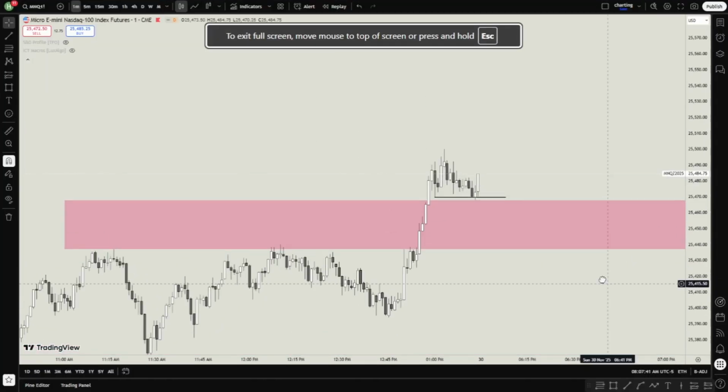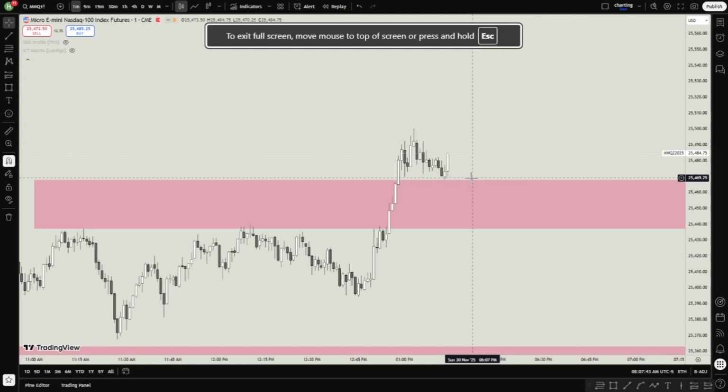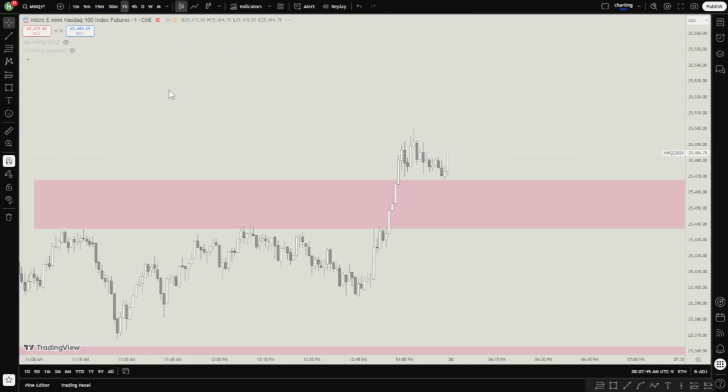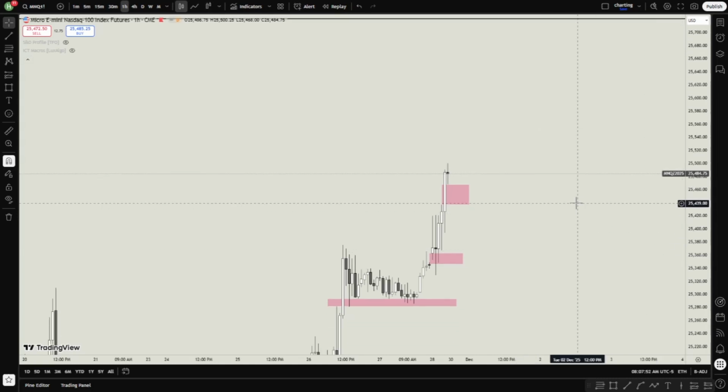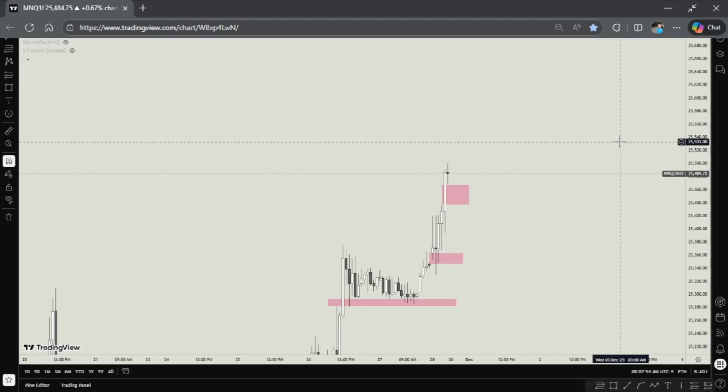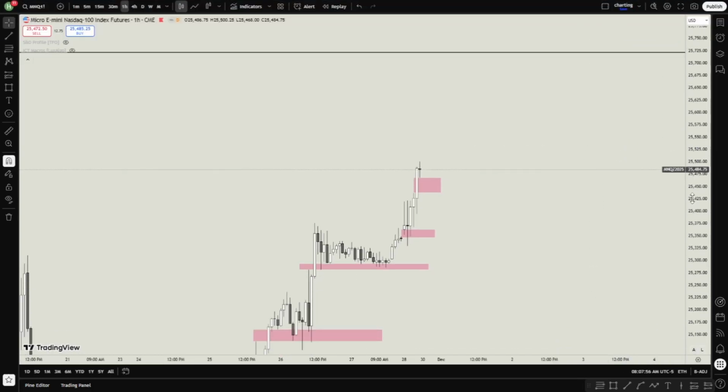In my opinion, it all depends on the overnight session. But at the moment, I can only say bullish PD arrays are continuing to get respected, so I can be more bullish. That's what I wanted to say for today's price action. For next week's price action, that is actually all I wanted to say.